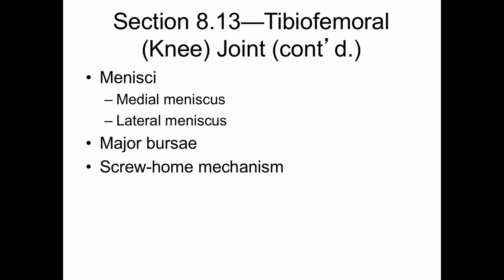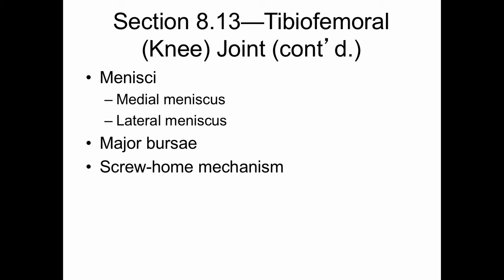Two menisci, medial and lateral, are located within the knee joint on the tibia. Crescent-shaped and fibrocartilaginous, they absorb approximately half the weight-bearing force transmitted through the knee. They also increase the knee joint's congruency and stability.